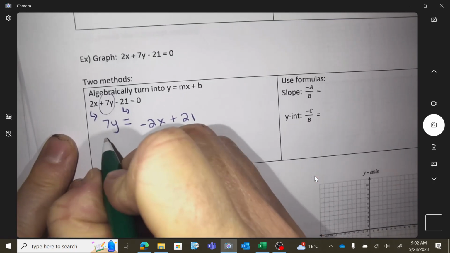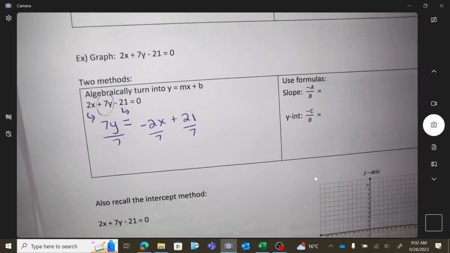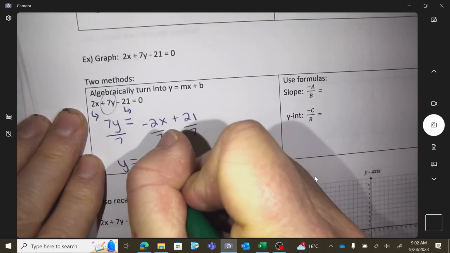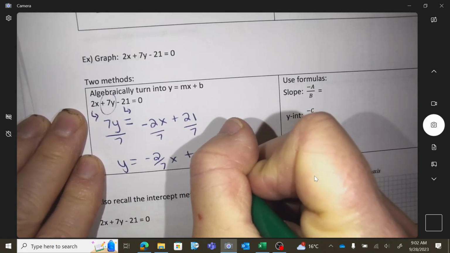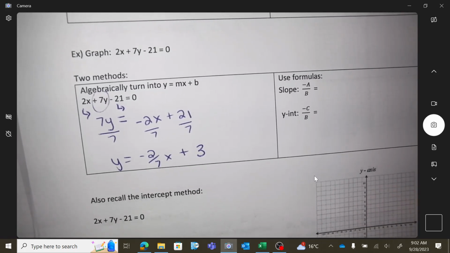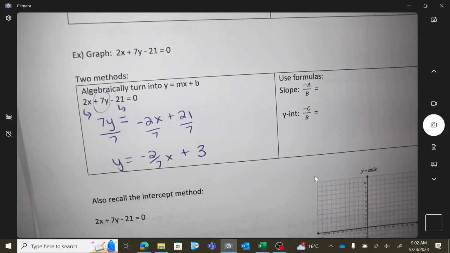Then to get y alone, again, remember, if you're going to give candy to one person, you're going to have to give it to everybody. So everything's going to get divided by 7. So now that looks like yesterday's equation. So we know the slope, rise, run, and we know the y-intercept.